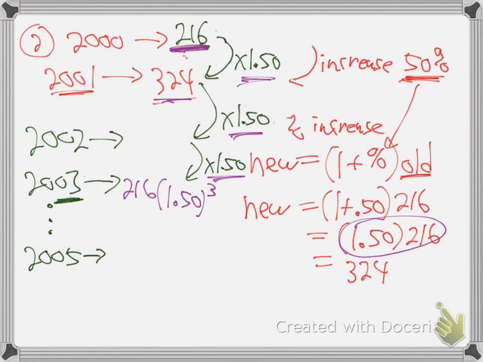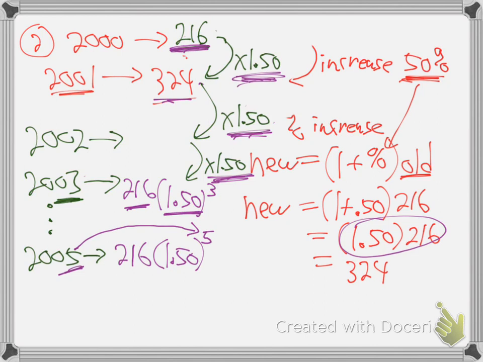Is that making sense? You've got to start with 216 because that's the start of it all, and multiply by 1.50 three times, because once, twice, three times. So if you want to get down to 2005, what's the formula going to be? 216 times 1.50 to the 5th. See, this number matches that number, doesn't it? Making sense?